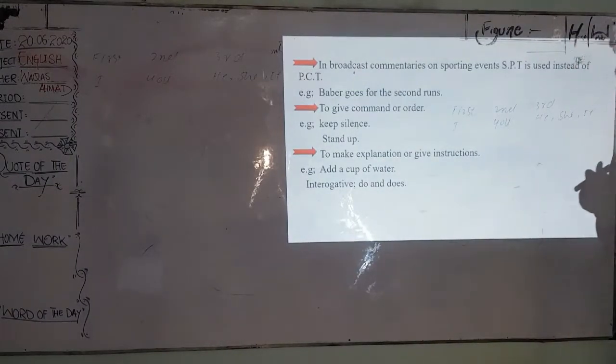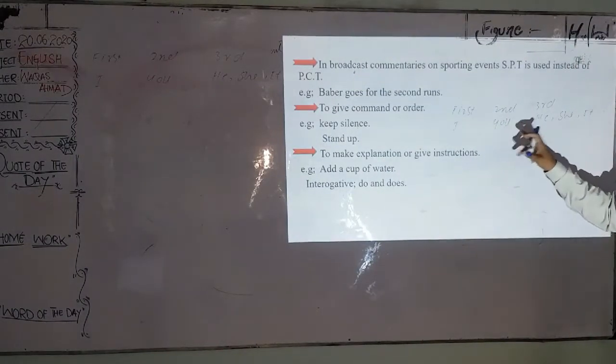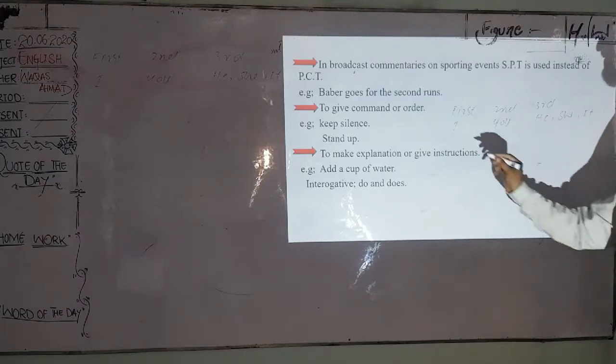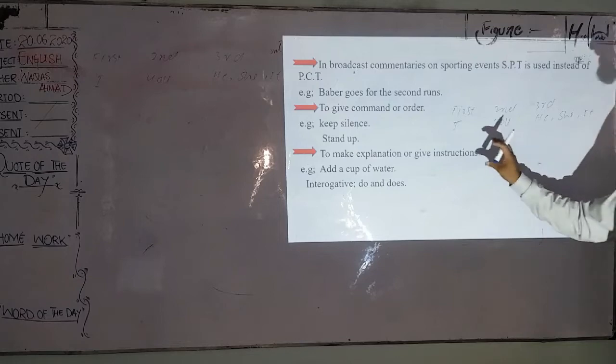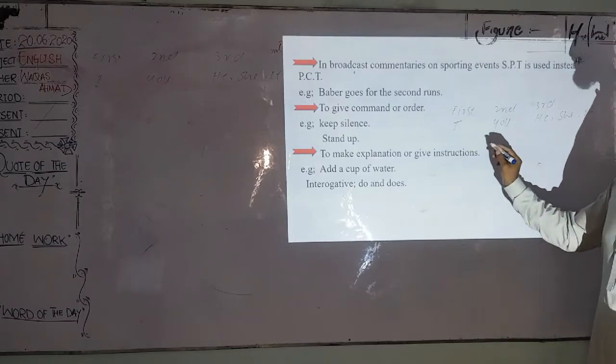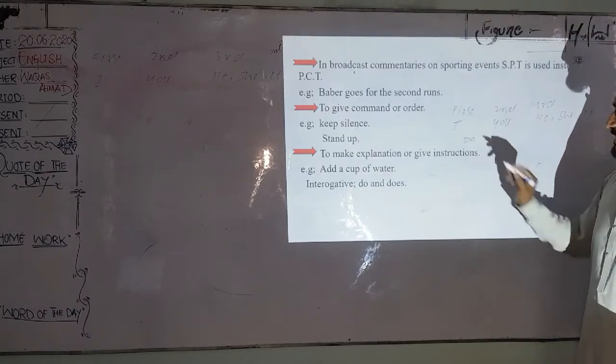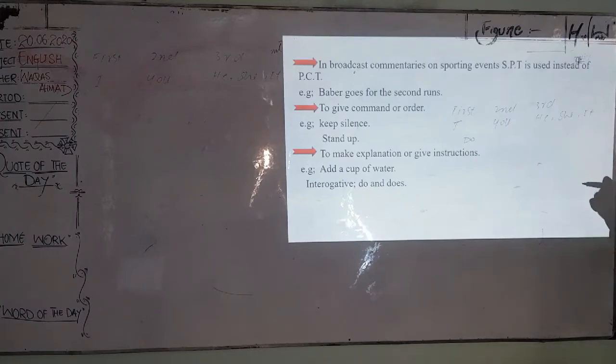In English we have three persons: first person, second person, and third person. First is I, second is you, and third is he, she, and it. With I and you, we are using do for interrogative. And with he, she, it, we are using does.